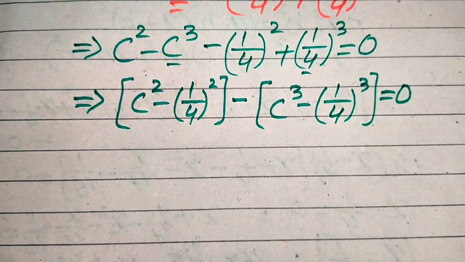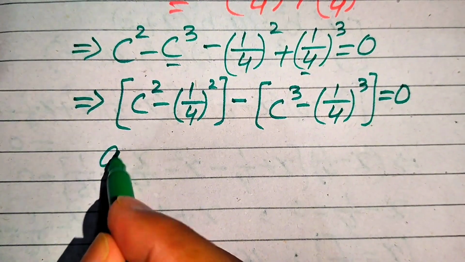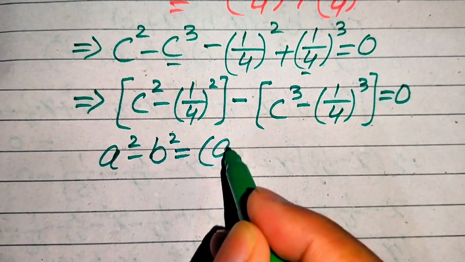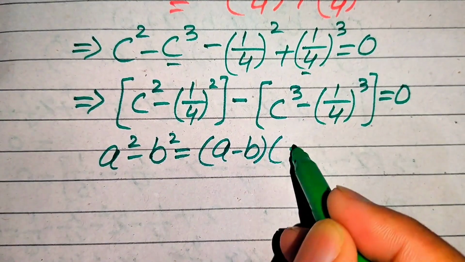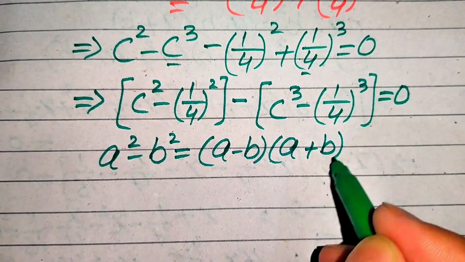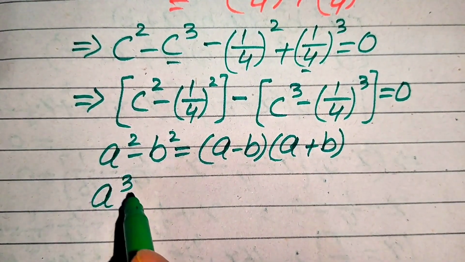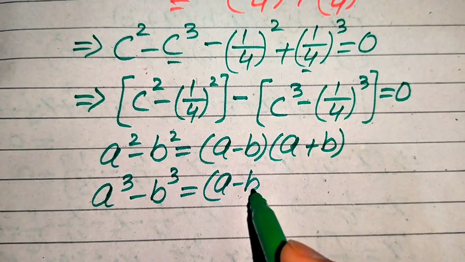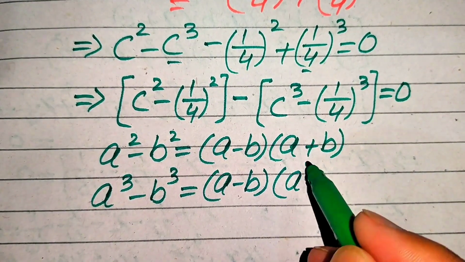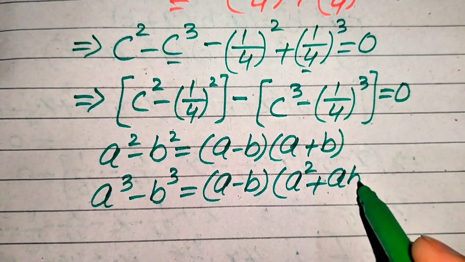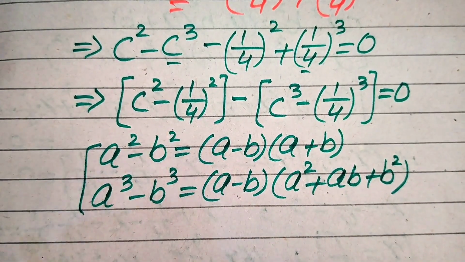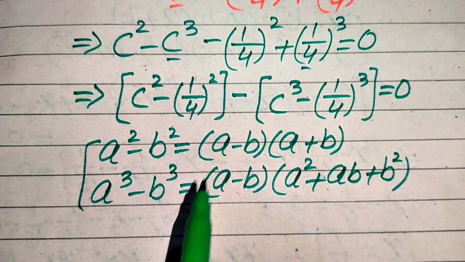And now in the next step we need two nice formulas. First is a square minus b square equals a minus b times a plus b, and the second formula is a cubed minus b cubed equals a minus b times a square plus ab plus b square. So we need these two formulas to solve the above equation.